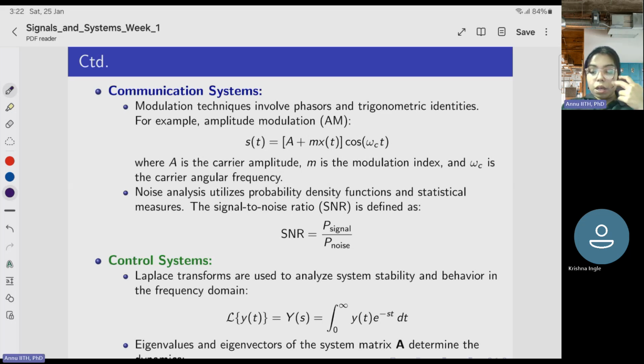Okay, very good. So modulation involves phasors and trigonometric identities. For example, amplitude modulation implies s(t) = (A + m x(t)) cos(omega_c t), where A is a carrier, m is a modulation index, and omega c is the carrier angular frequency. Very good. Now, we also define the noise that utilizes the probability density function. So these two slides were basically on how mathematics is involved in signals and systems.